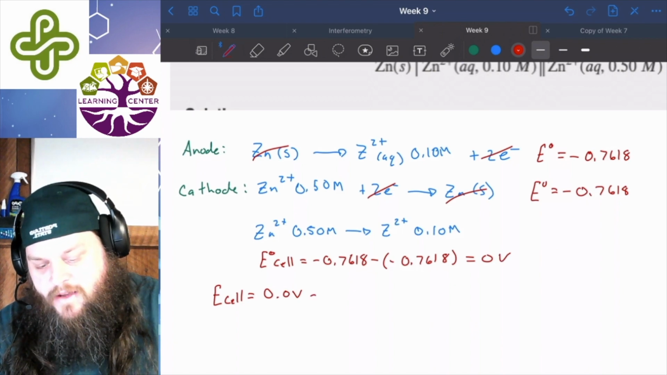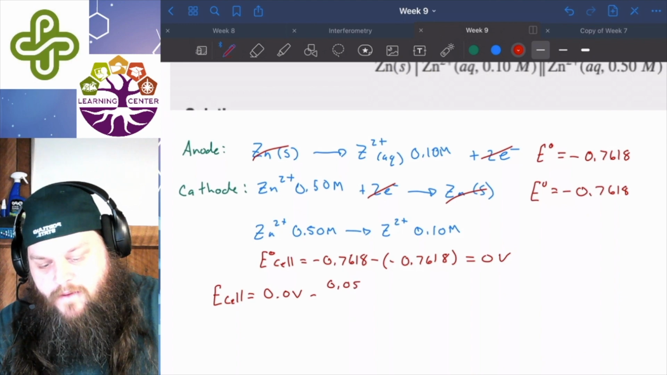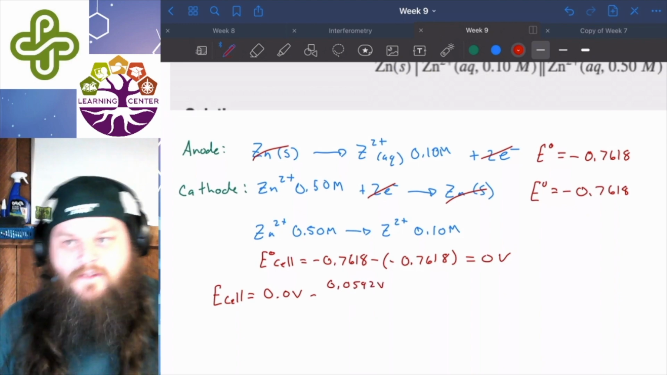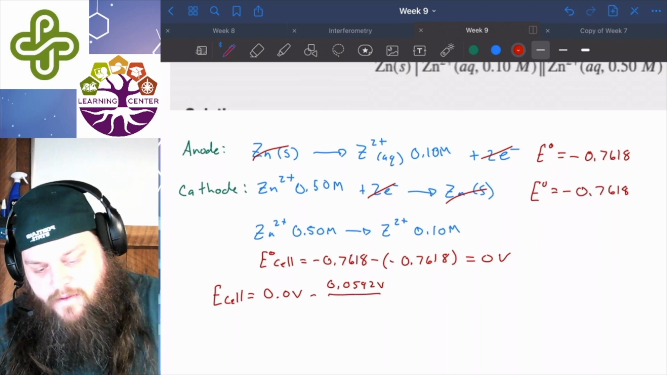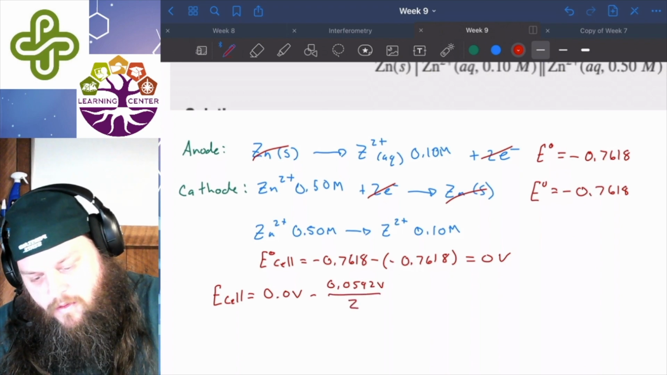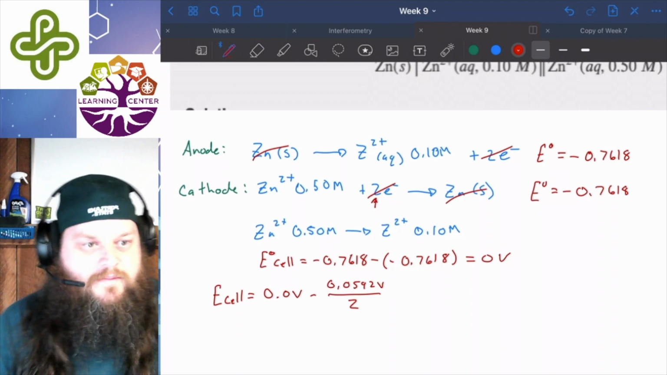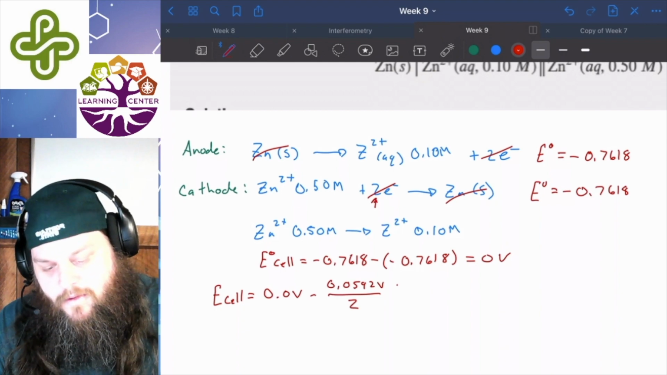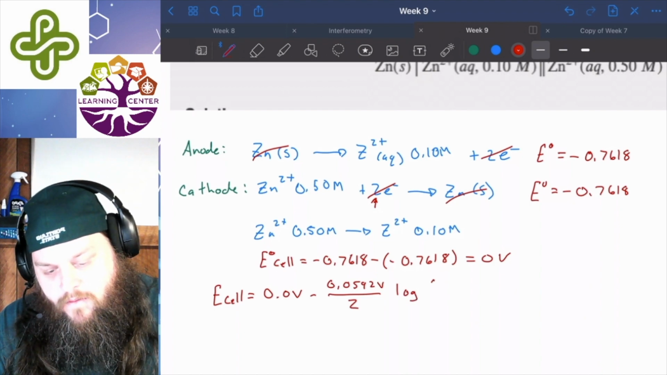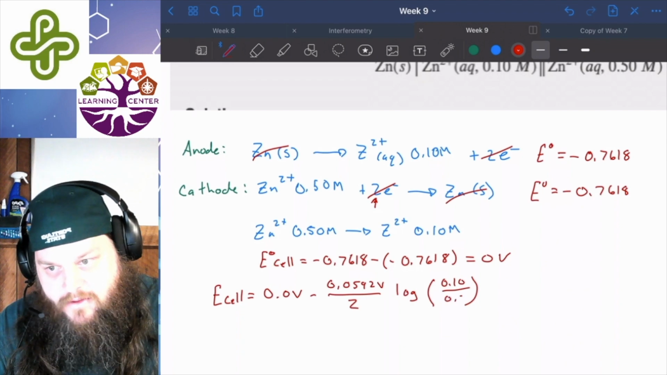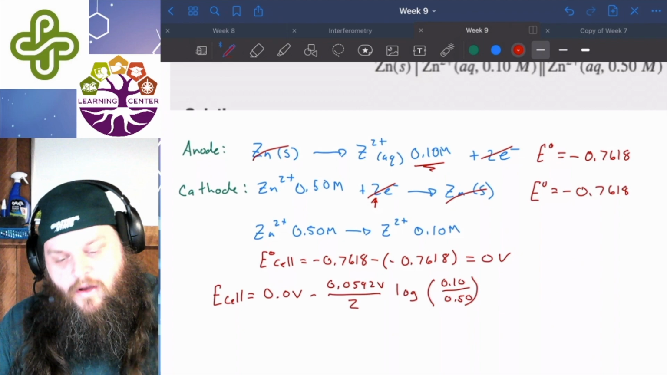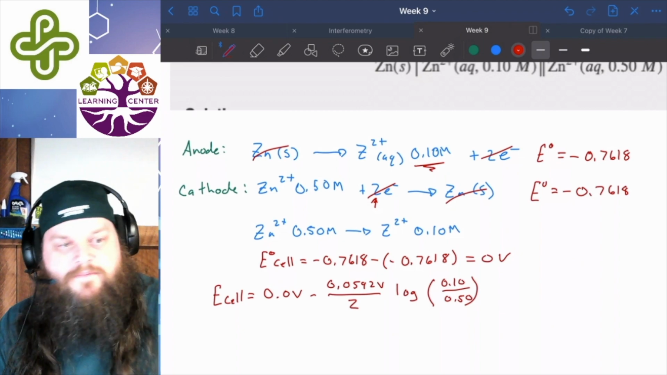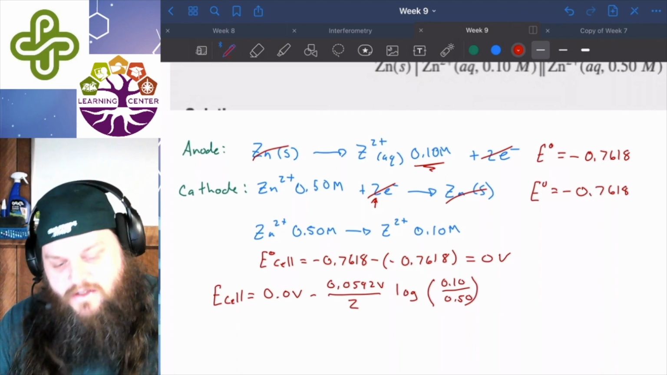Then we can subtract from that, again, 0.0592 volts. That's just our constant values converted to a new constant, divided by 2, the moles of the electrons that are being transferred. We then multiply that by the log of the ratio of those concentrations, 0.10 divided by 0.50. And again, the product is always going to be on the top there. So let's see what this is equal to.